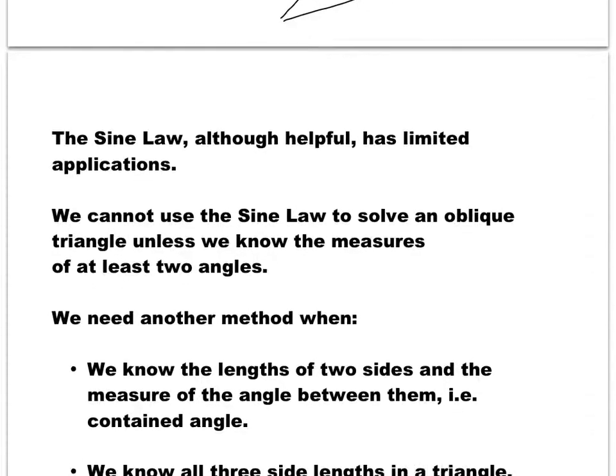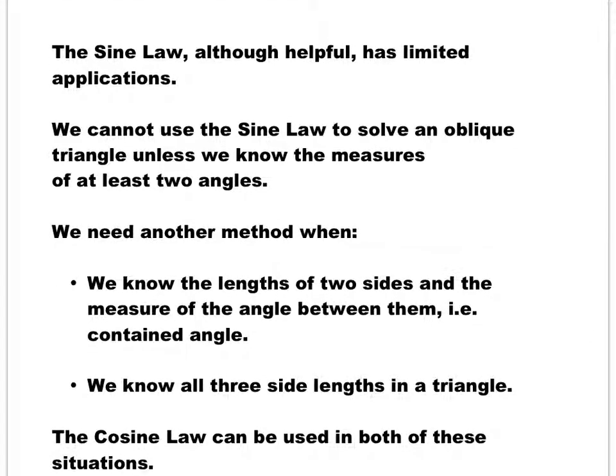Now, when is cosine law applicable? We use cosine law if we know two sides and the angle between them, which we call the contained angle, like this triangle, this side, and the angle between them, or if you know the three sides of a triangle. In either one of these cases, cosine law is going to work. And it's obvious that sine law is not applicable in any one of these cases because you don't have two angles.